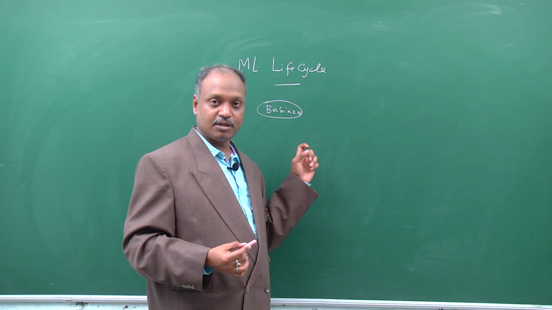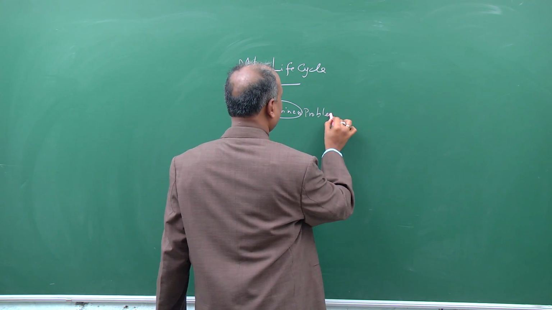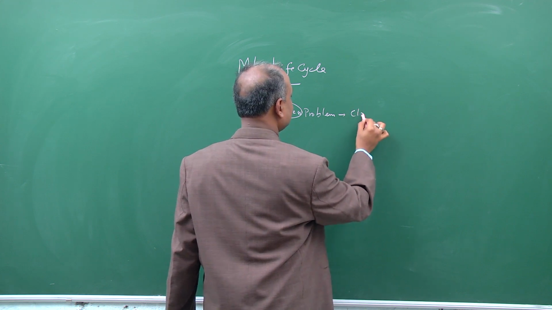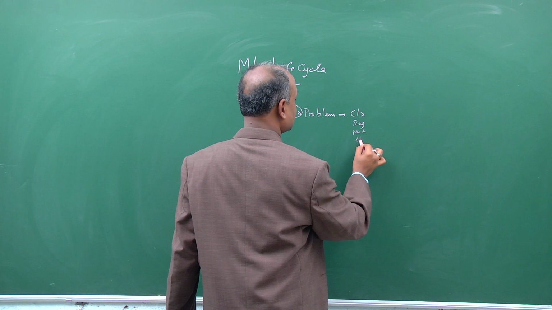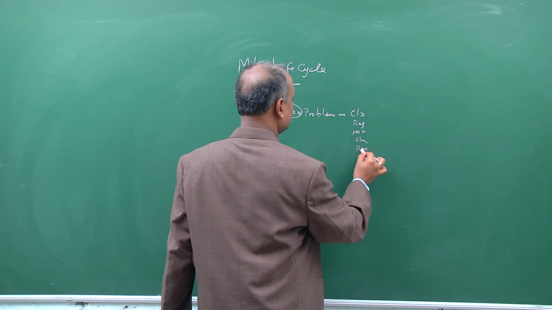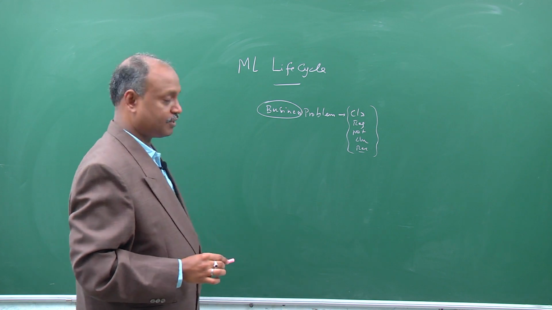That becomes your business problem formulation, right? So you have to formulate the problem in the form of classification, regression, network analysis, clustering, or a recommendation system. That is basically what we need to understand in terms of business problem formulation.